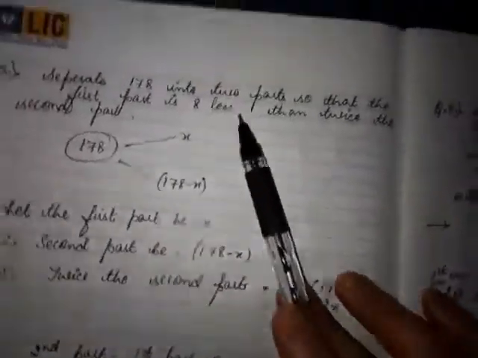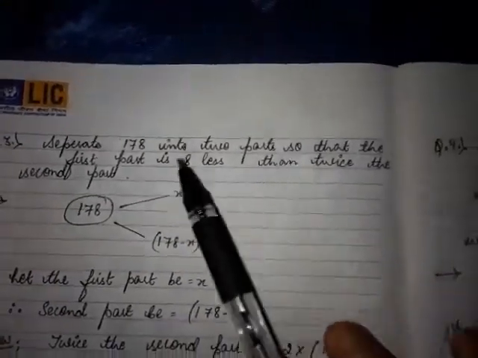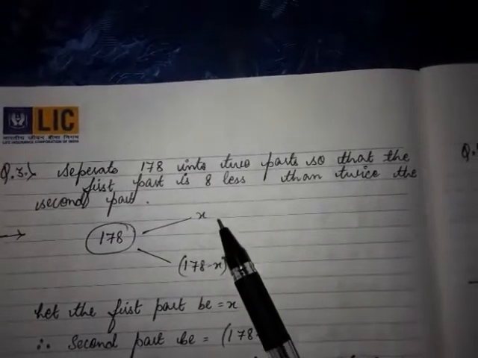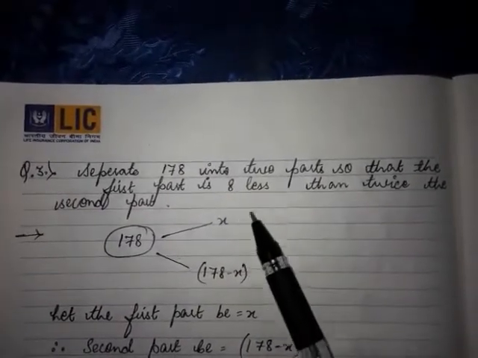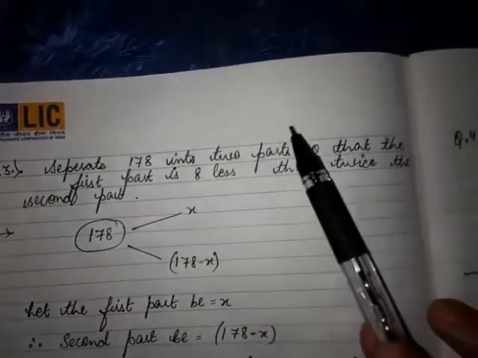So in the third question, separate 178 into two parts so that the first part is 8 less than twice the second part. Understand that 178 has to be divided into two parts, in which the first part is 8 less than twice the second part.